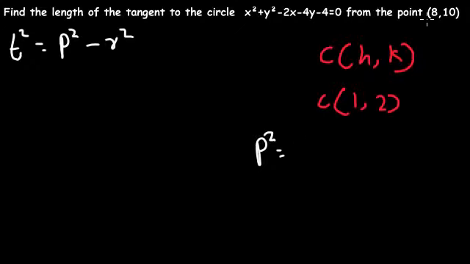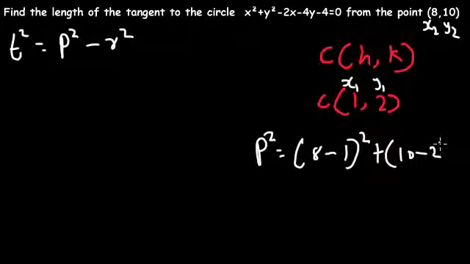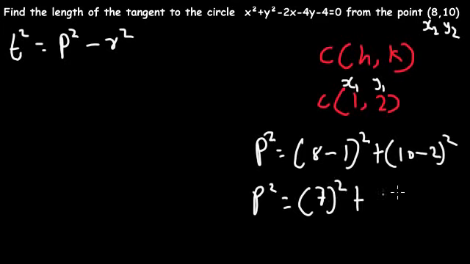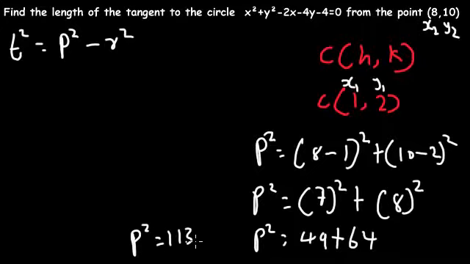So let this be x1, y1, x2, y2. So we have x2 minus x1, that's 8 minus 1 all squared, plus y2 minus y1, 10 minus 2 all squared. So we have p squared equals 8 minus 1 is 7 squared, plus 10 minus 2 is 8 squared. So p squared is simply 49 plus 64. Very good. And the sum results in 113. So therefore we have p squared equal to 113.